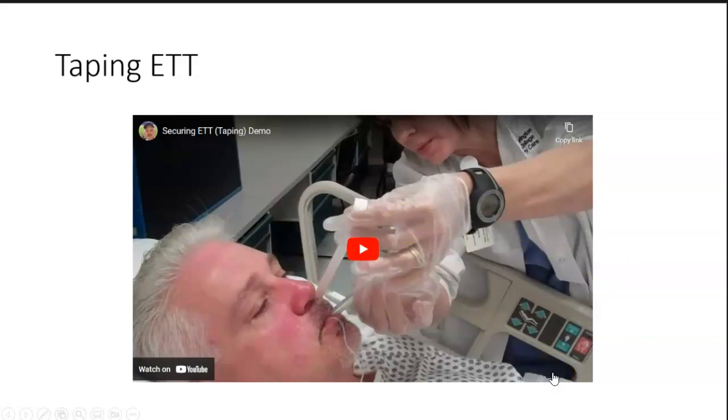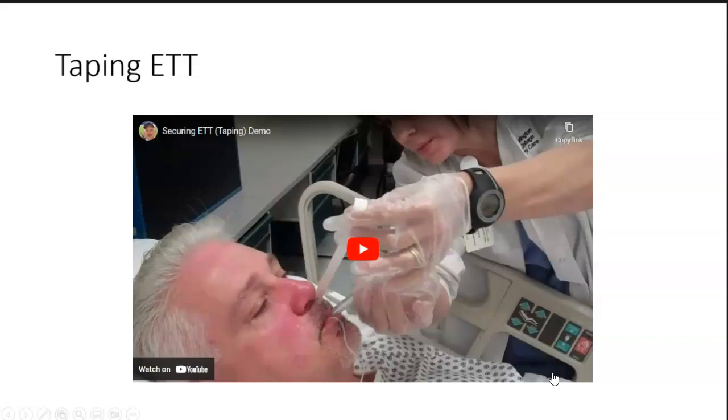There are so many ways to tape an endotracheal tube, and I'm not going to get on any soapbox saying this way is the best, this way is the worst, whatever. Really, any way that you can tape, any way your facility has told you to tape the patient that's secure is the way you should be doing it.